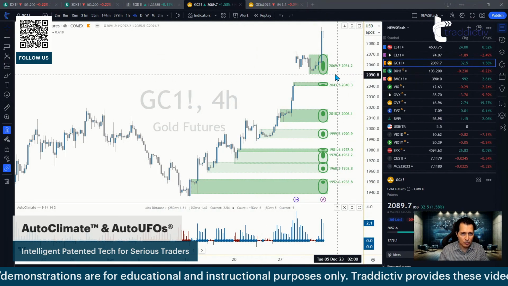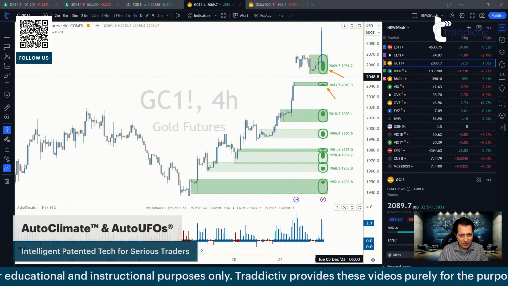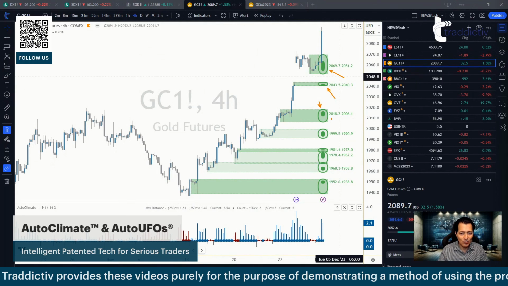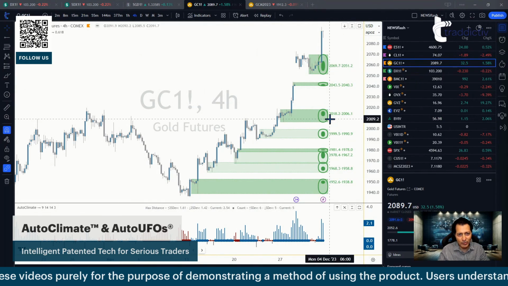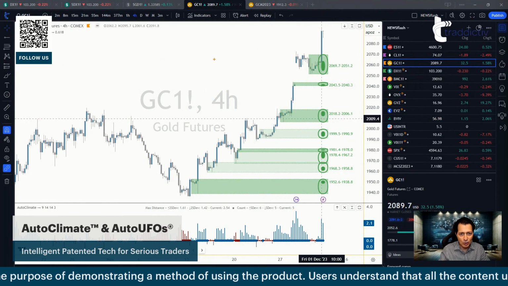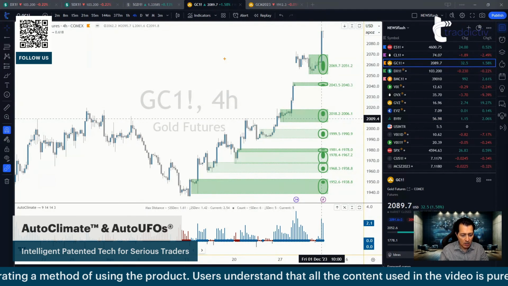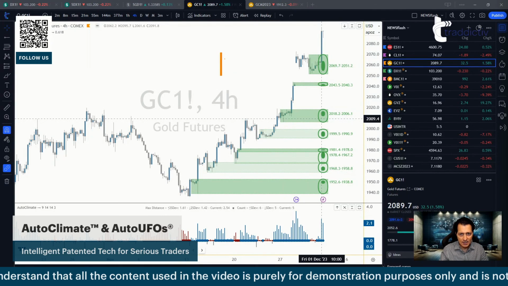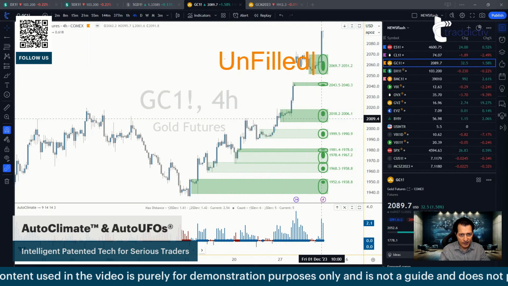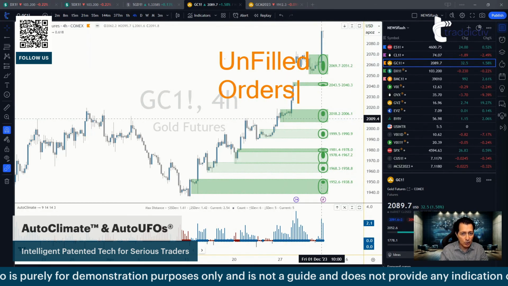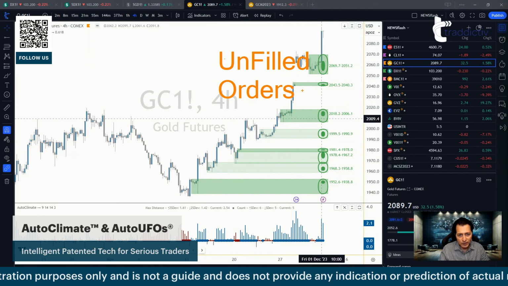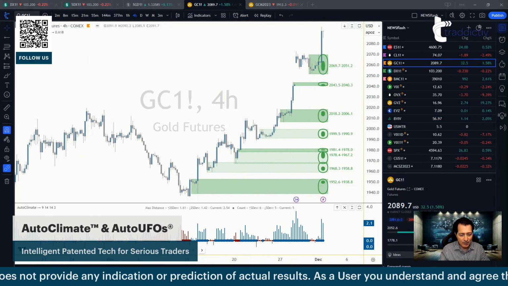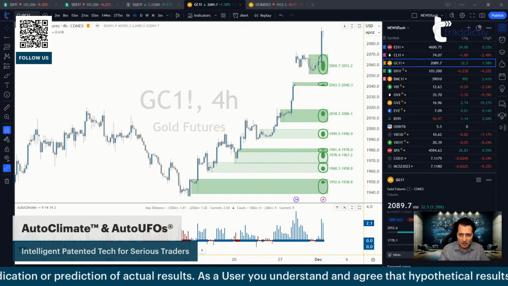AutoUFOs, which is the other tool we are discussing, can be seen on the upper part. They look like flying saucers. That's why we call them UFOs. The other reason, the real reason, though, is because UFOs stands for unfilled orders. Let me write it down, unfilled orders. That's what UFO means. And AutoUFOs means that the tool will identify automatically unfilled orders to buy or sell for all markets, all time frames, directional trading, non-directional trading.